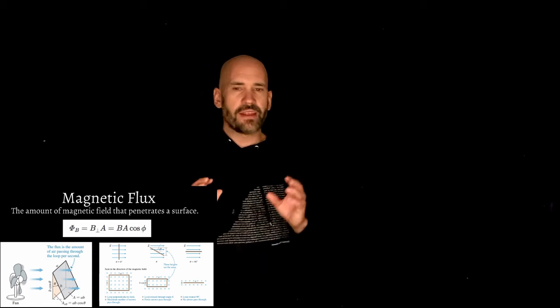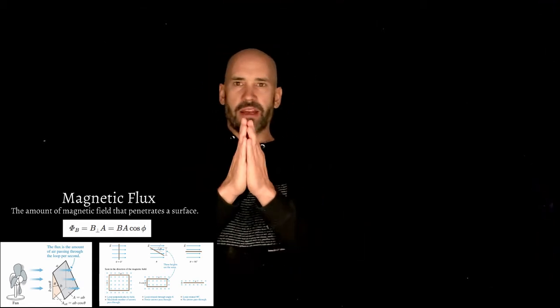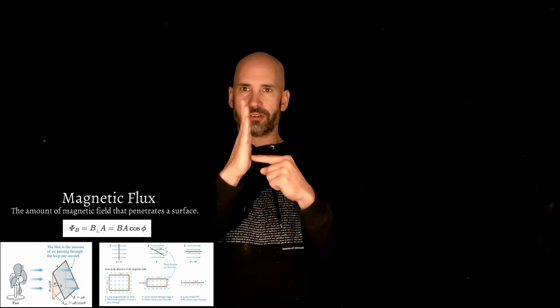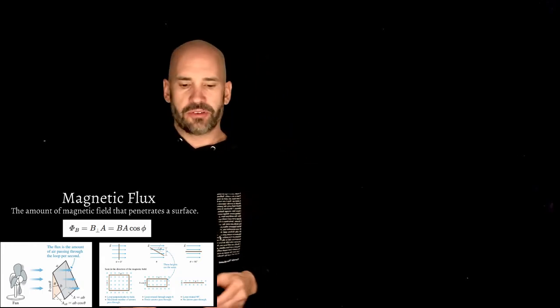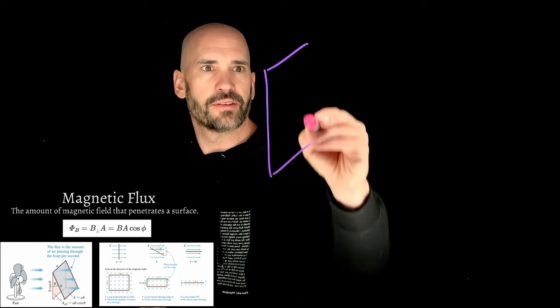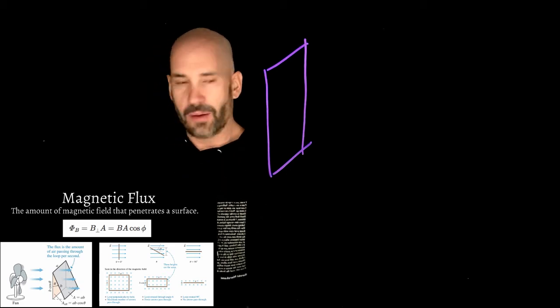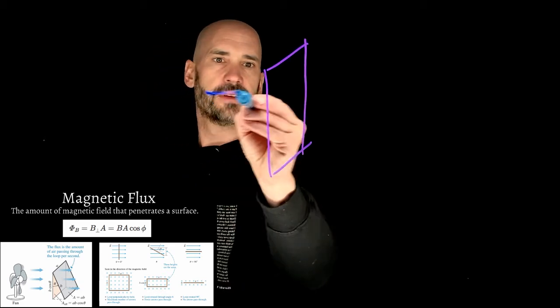Magnetic flux is really just the idea of how much magnetic field is penetrating a certain surface. Let's suppose I have a little square loop of wire, like this, and let's suppose I have a magnetic field that is moving through it.